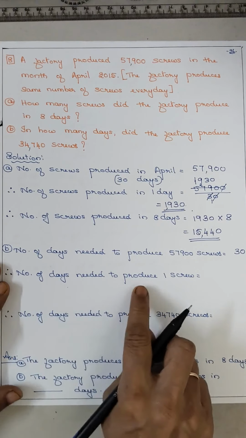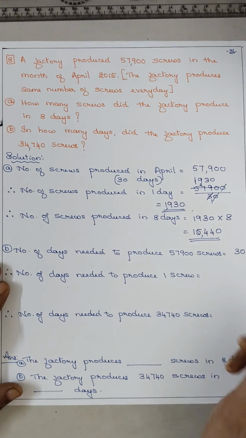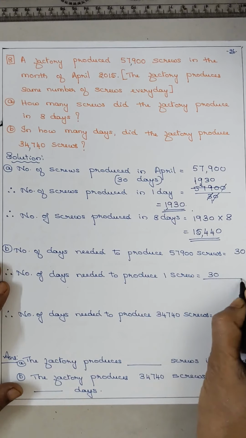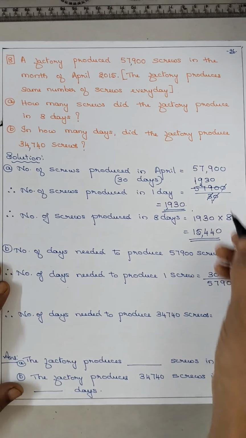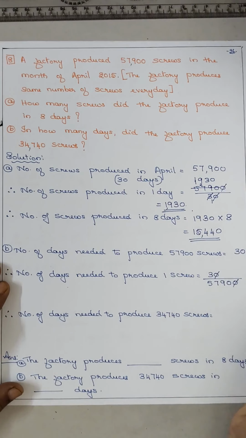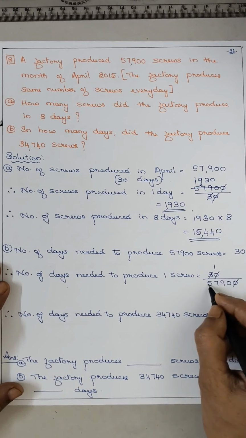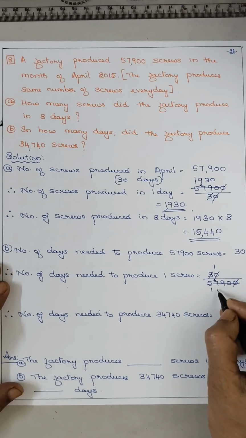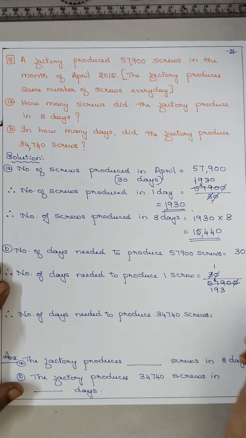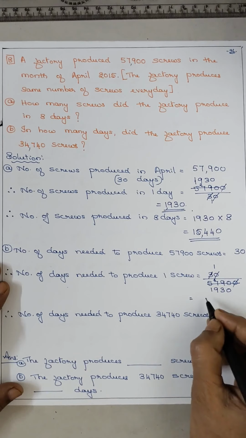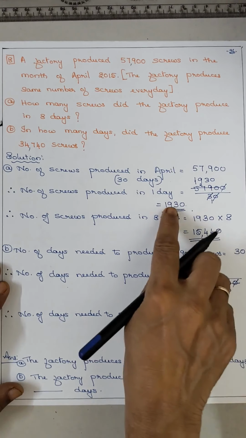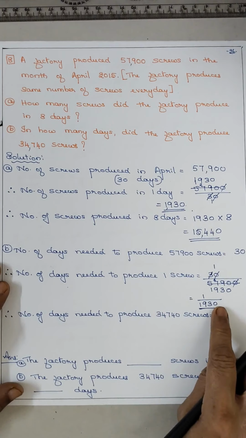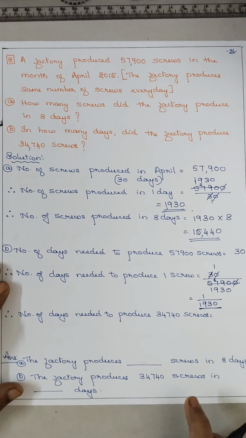So the number of days needed to produce 1 screw is 30 upon 57,900. Same calculation in reverse. 0 0 cut, 3 ones are 3, 2 remains, 3 nines are 27, 3 threes are 9 and 0. So you got 1 by 1930. Here 1930, here 1 by 1930.